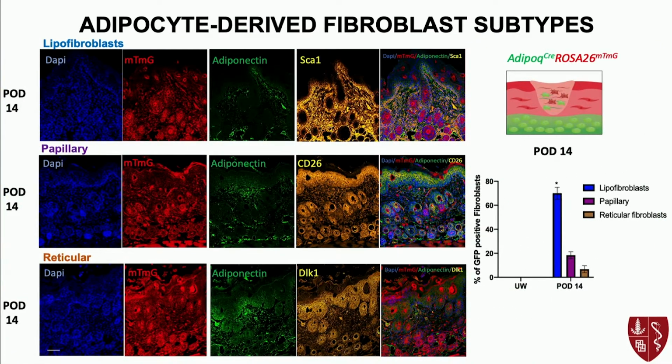We then wanted to look at fibroblast heterogeneity among those derived from adipocytes. There are three conserved fibroblast subtypes that we talk about: lipofibroblast, papillary fibroblast, and reticular fibroblasts. We see here that the majority of the adipocyte-derived fibroblasts are of a lipofibroblast lineage. We also have some papillary, about 20%, and then very few reticular. So the dominating subtype here is a lipofibroblast derived from adipocytes.